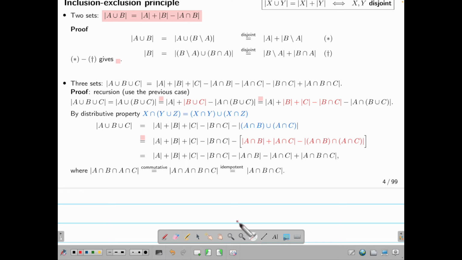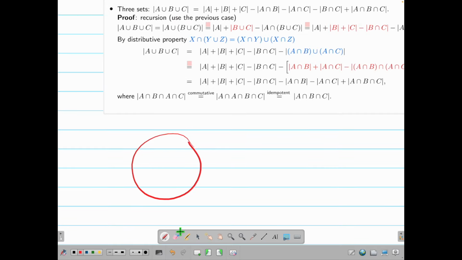Now, what about A or B or C? Okay, let's look at the picture. I have A, B, and then C. I want to count this, so I have double counted this part, and this part. These 3 parts have 2 sets overlap with each other. So I double counted them twice. So that's why I have to subtract them.